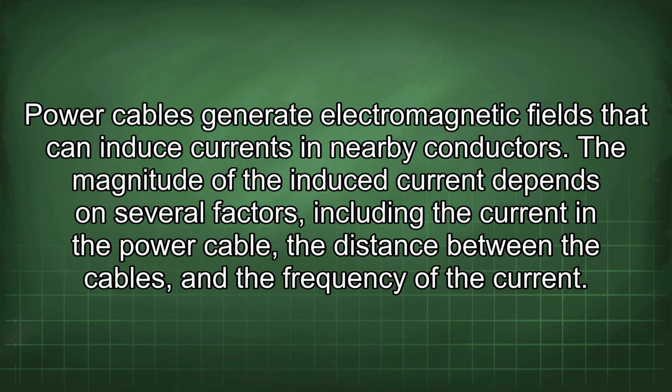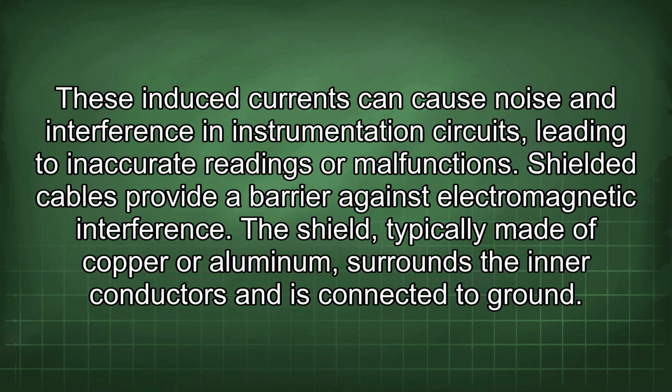Power cables generate electromagnetic fields that can induce currents in nearby conductors. The magnitude of the induced current depends on several factors, including the current in the power cable, the distance between the cables, and the frequency of the current. These induced currents can cause noise and interference in instrumentation circuits, leading to inaccurate readings or malfunctions.